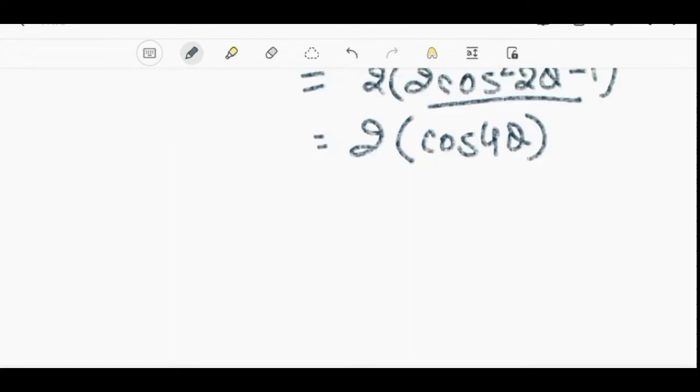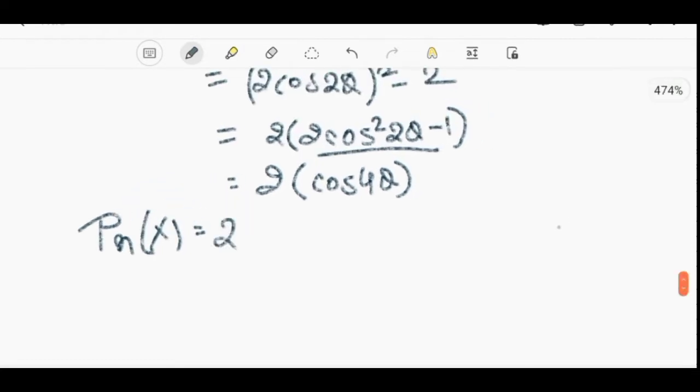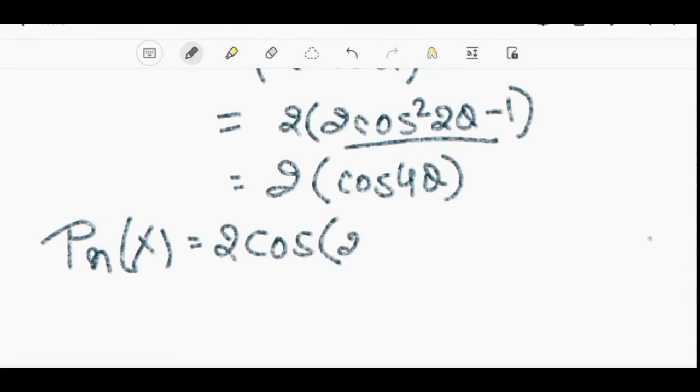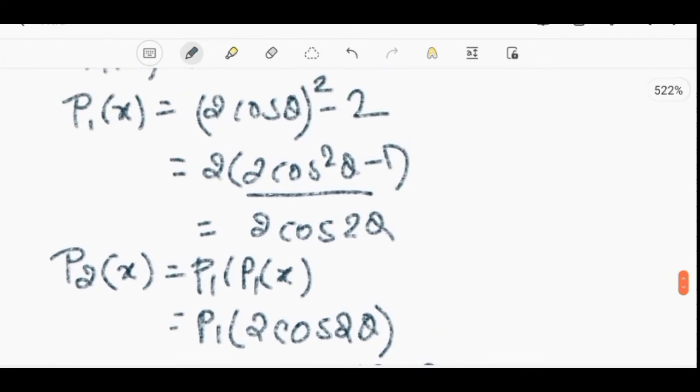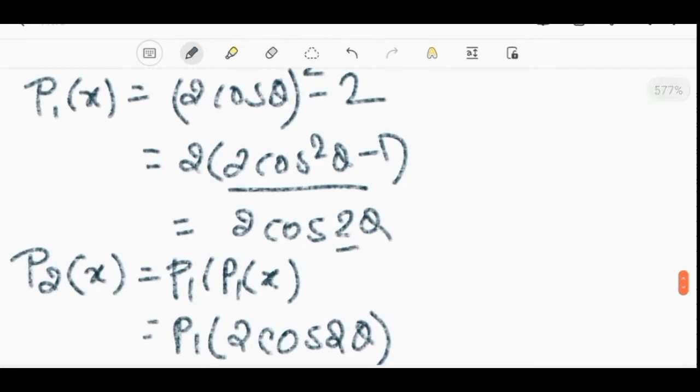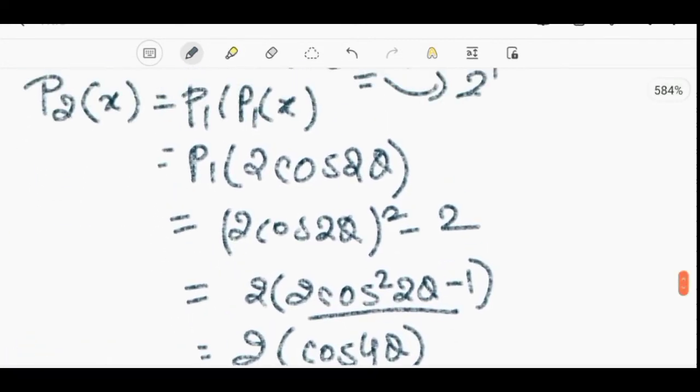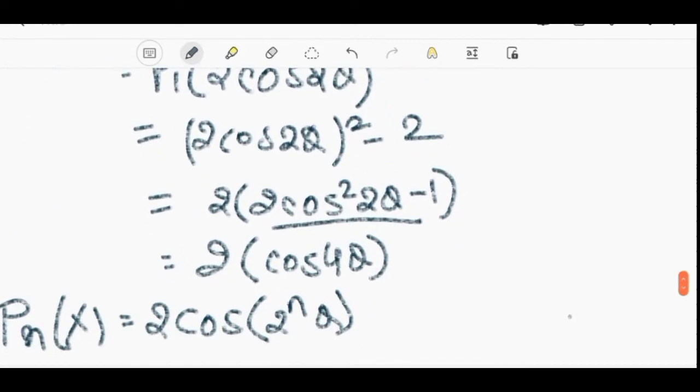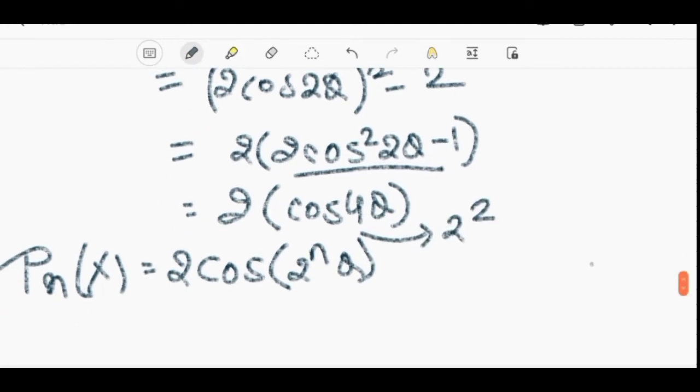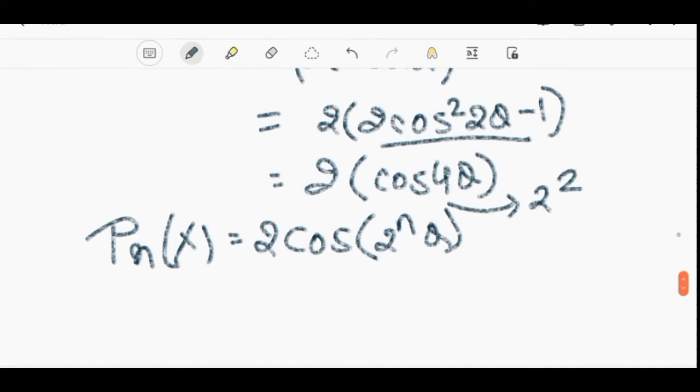And now we can simply generalize this result. We can say that Pn of x equals 2 multiplied by cos 2 raised to the power n theta, because if you see here, when the index was 1, we obtain 2 raised to the power 1 here, and when the index was 2, we obtain 2 raised to the power 2 over here. So for general n index, this would be 2 raised to the power n.